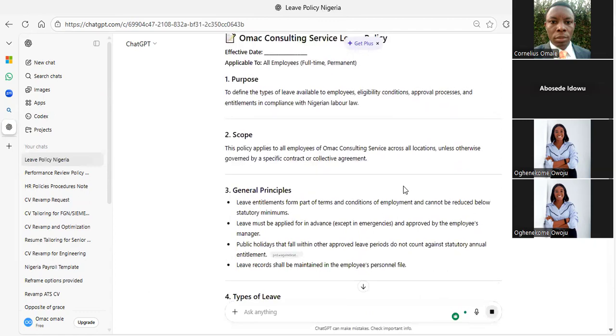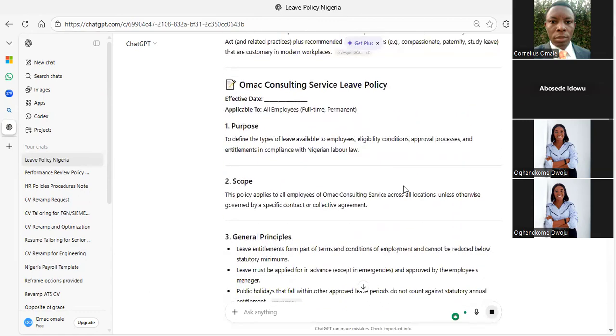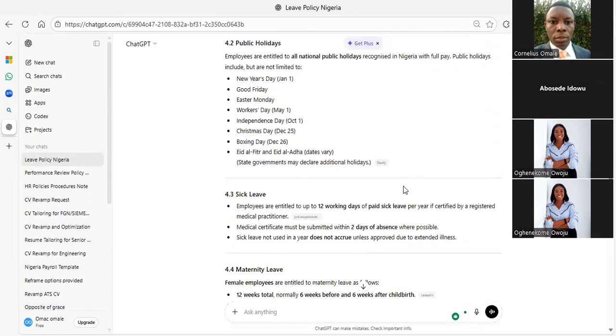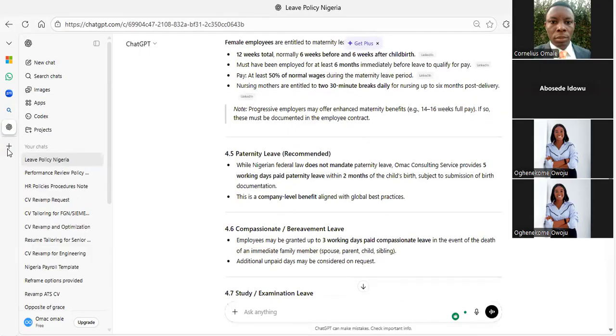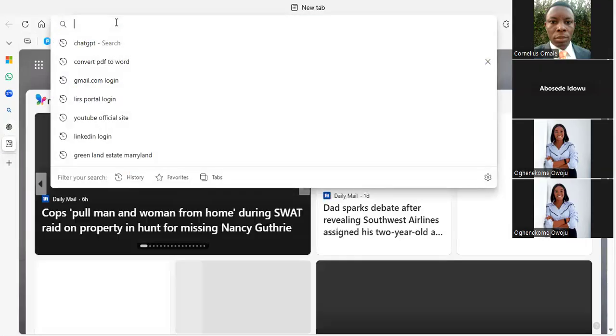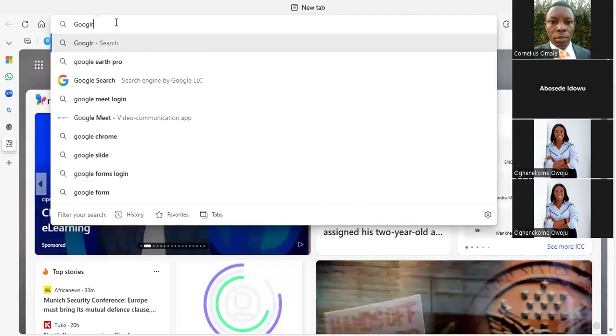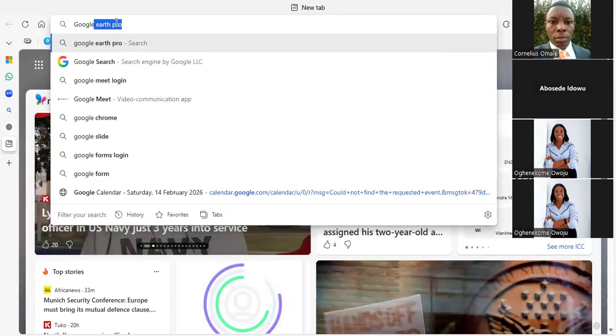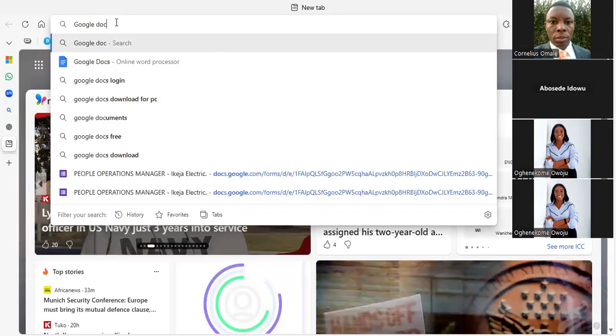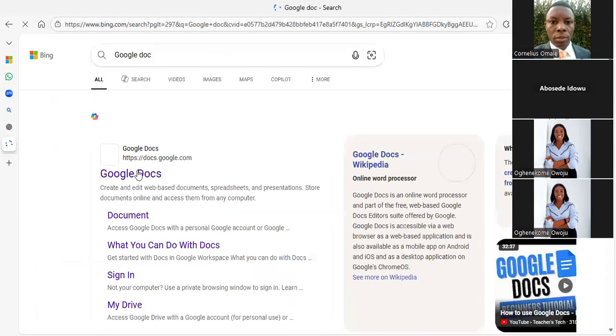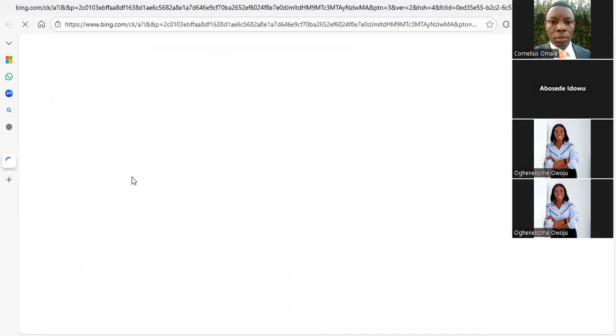Okay. Now, I think it won't go well here with us. And so I don't know. You can see what has come out. So I want to take it to Google Document, yeah, Google Doc, so that I'll be able to edit properly.